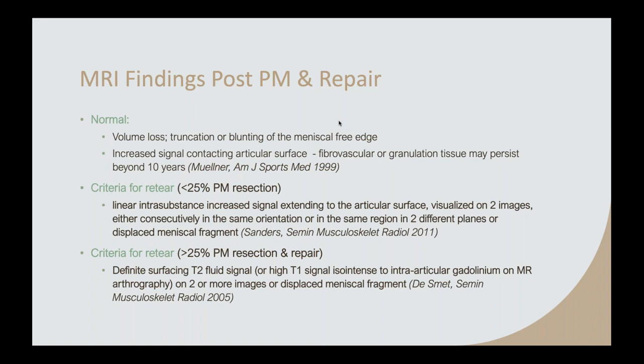If there is partial meniscectomy of more than 25% of the meniscus, or there is a repair, then you have to depend very heavily on your T2 weighted fluid sensitive sequence, or even better, you have a gadolinium sequence in the MRA. So you need 2 or more sequences that show definite surfacing T2 fluid signal or gadolinium signal, or you want to see a displaced meniscal fragment.